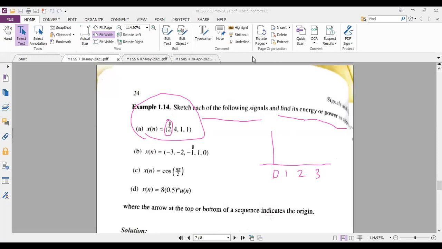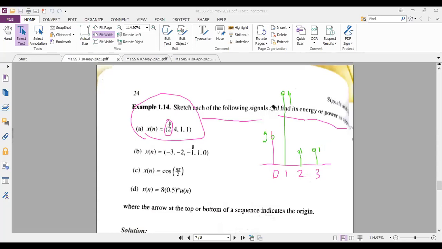So let me just use different colors. At 0, the amplitude is 2. At 1, my amplitude is 4, so show bigger amplitude 4. At 2, the amplitude is 1. And at 3, the amplitude is 1. Like this, you have to plot and follow the steps for even and odd.